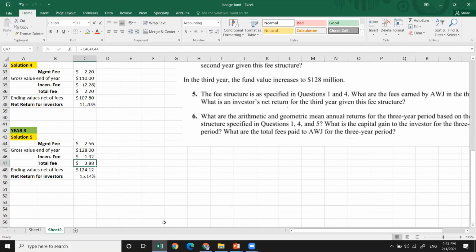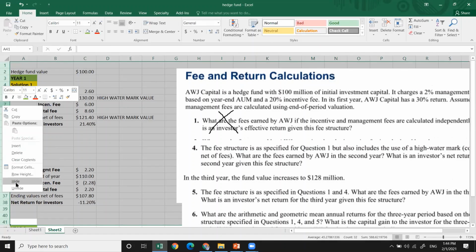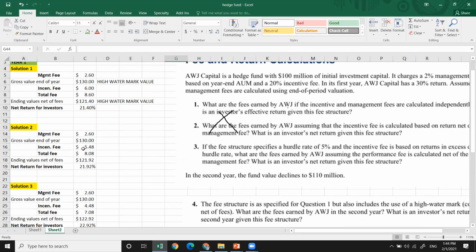And we have the return of 15.14% net return for the investors. In question 6, it says compute the arithmetic and geometric mean annual returns. For this question, no need. So we have 5 questions here. So I will upload this one to the Moodle.